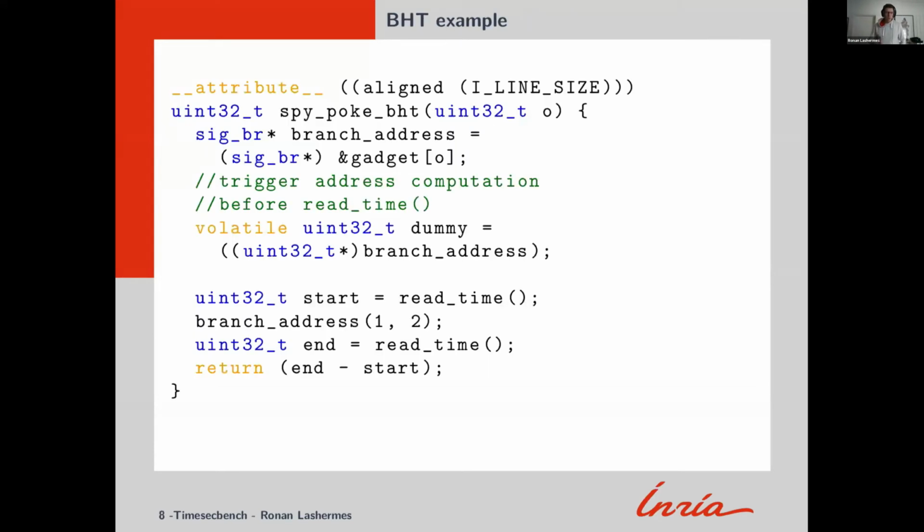So how do we do the BTSpy function, for example, in C? Basically, you see that we are aligning the function with respect to the cache line. This is because we want to avoid interference from the fetch of your processor. Then you select the branch from the input value O. Next, you use this value with a volatile dummy variable in order to force the computation of the address before the read time. If not, the compiler will compute the address just in time, but between the start and end. Once you have done that, you can now do your branch between the start and the end and measure the result.